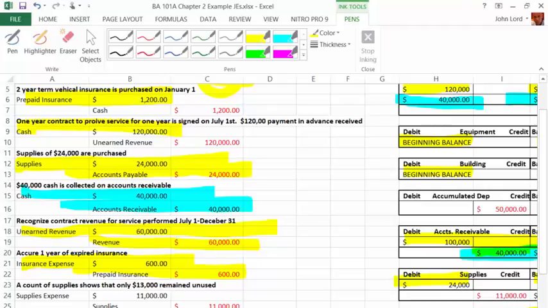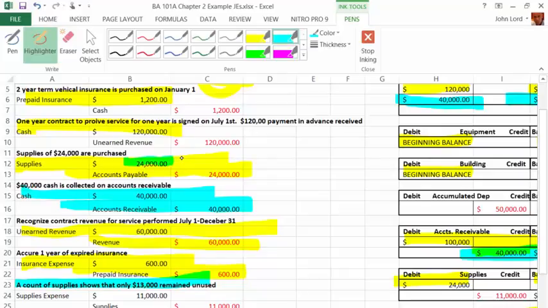I say here that a count of the supplies shows that there's $13,000 that are still remaining. Now remember, we bought $24,000 worth, right? If you bought 24,000 apples and you go and you count and you see that there are only 13,000 apples left, how many apples did you eat? 11,000. You'd say, well, you have a stomach ache, so who cares how many you ate? How many apples did you eat? You ate what?